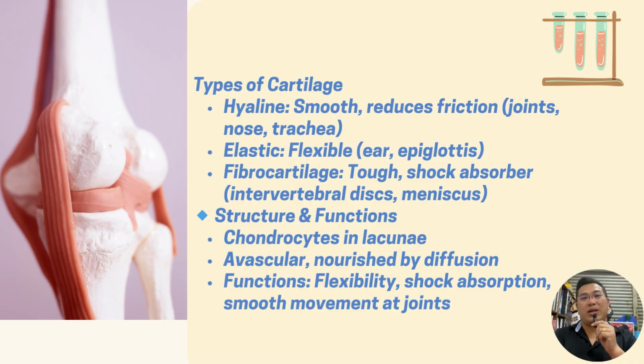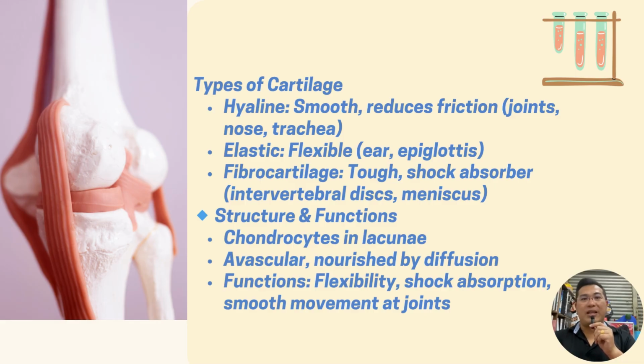Now let's look at the structure of cartilage. Cartilage is made up of chondrocytes, which are specialized cells found in small spaces called lacunae. It has a gel-like matrix that contains collagen. It's avascular, meaning it has no blood vessels. Nutrients reach it by diffusion, which is why cartilage heals slowly when damaged.